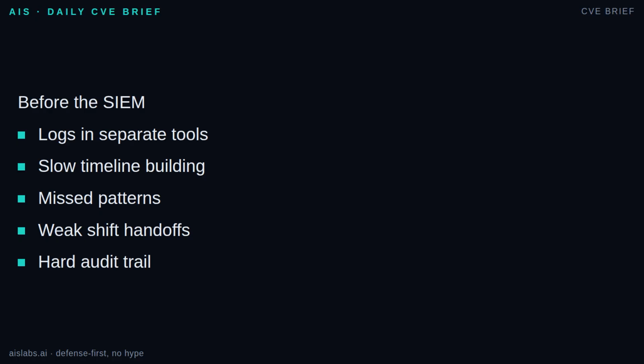Handoffs are weaker because the next shift cannot see the exact searches, notes, and decisions. Managers also lose visibility into what rules are noisy, what incidents consume time, and what evidence supports an escalation. The SIEM solves the coordination problem.